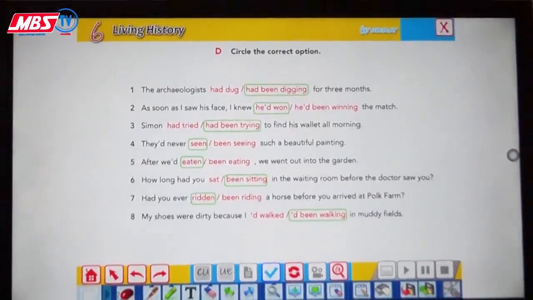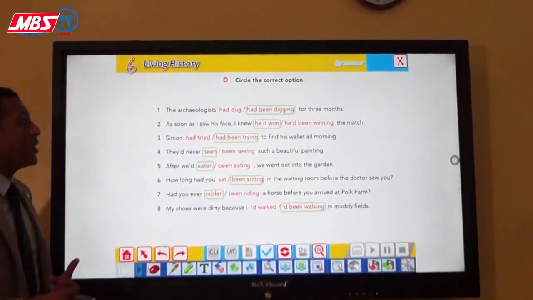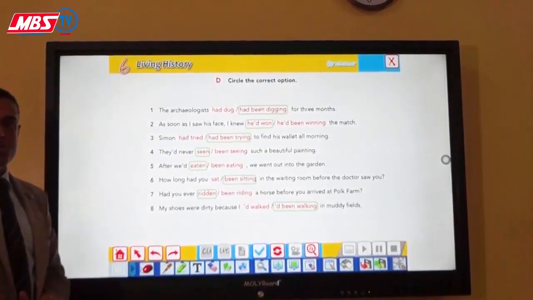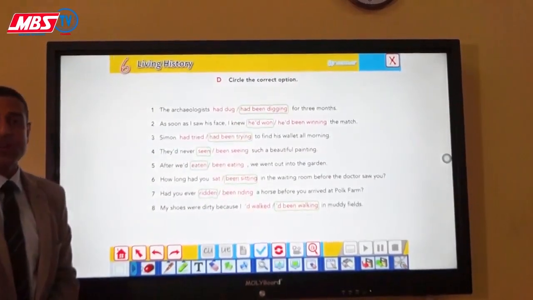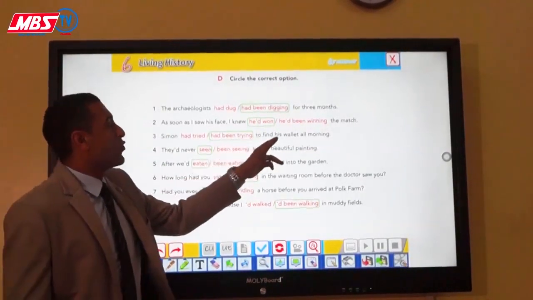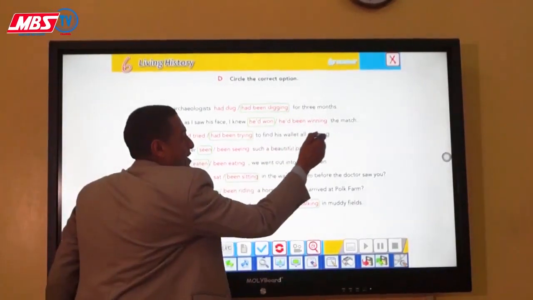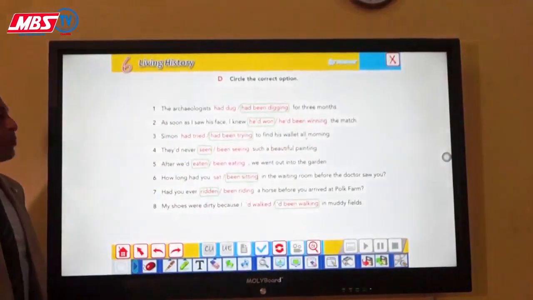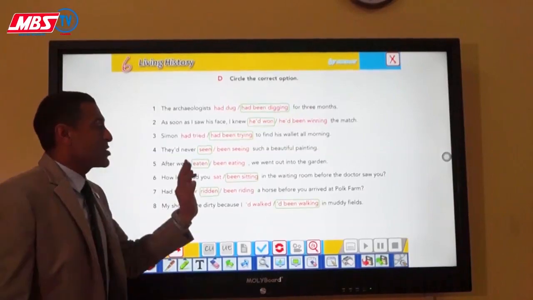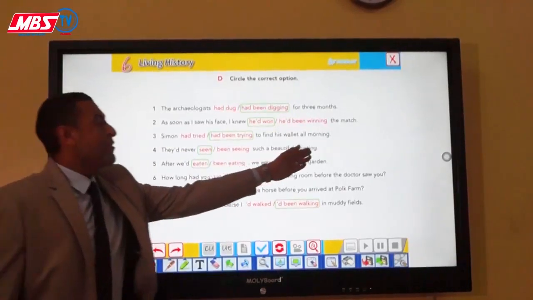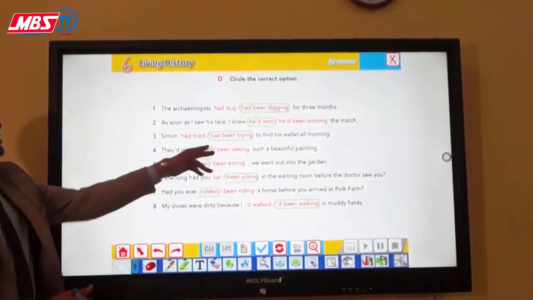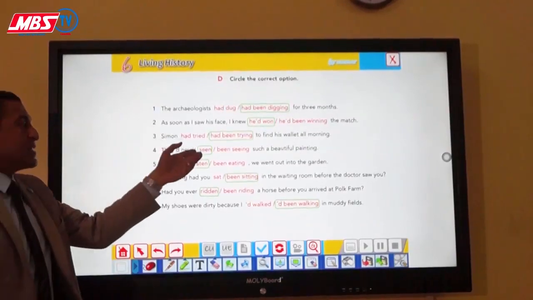As soon as I saw his face, I knew he had won the match. I don't have any time expression here to focus on. I just focus on the action itself. Simon had been trying to find his wallet all morning. Look at this, as I told you before, all morning. So the action was in progressive. They had never seen such a beautiful painting. I don't have any time expression here to tell me that this action was in progress during a specific time. So here, they had never seen.